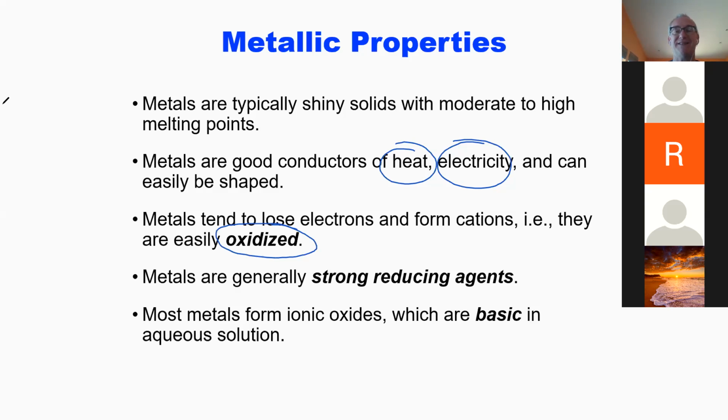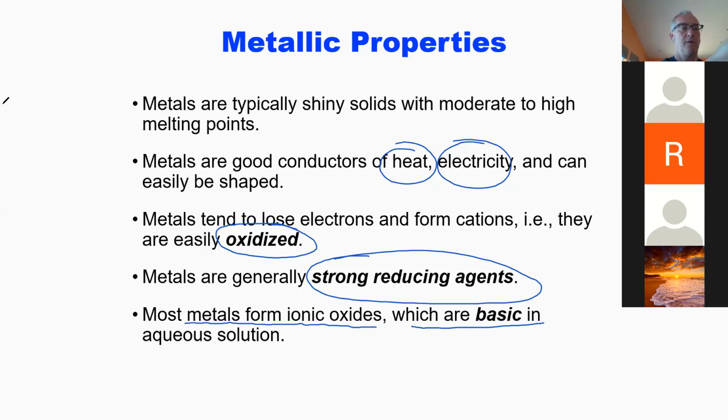And because metals are easily oxidized, it means they give their electrons away. That means they're strong reducing agents. In the presence of metals, the metals get oxidized, and whatever's in the presence of metals gets reduced. That's what being a reducing agent means. It means it allows reduction of something else. And so when we have, let's say, for instance, metal, and with water, the water will get reduced, the metal will get oxidized. That's what happens to your car bumper. So most metals will form oxides, which are basic when you have them in aqueous solution.